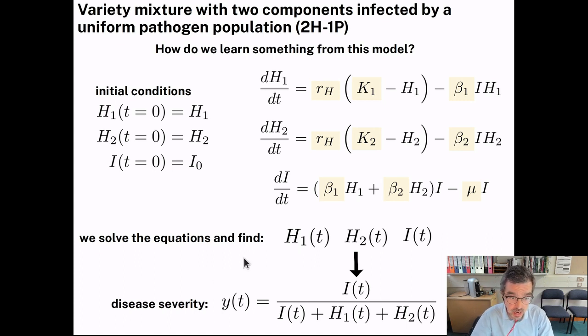And then I can compute disease severity as a fraction of the infected leaf area index and the total leaf area index. And here we can consider disease severity at large times towards the end of the growing season, when it approaches endemic equilibrium. And this is quite useful because then we can compare disease severity predicted by the model and the disease severity measured in the experiment. But now let's still stay in the theory.